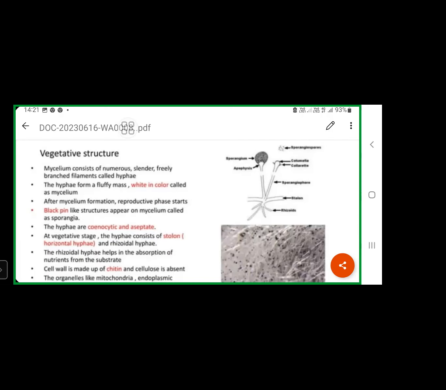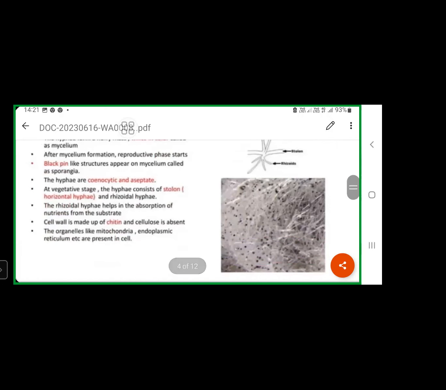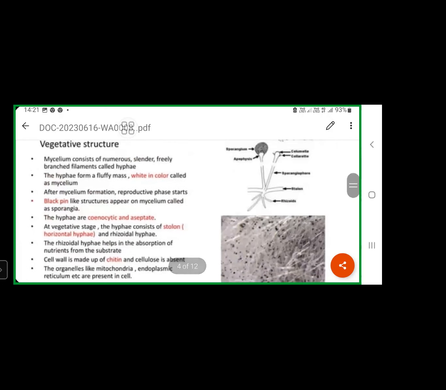Tufts means just bunches in such a form, these will grow in the laboratories also. At room temperature only these will form. These are actually produced in white cottony tufts. In a group these appear white in color, but the individual mycelium appears hyaline. Hyaline means colorless hyphae. This is about habitat and the number of species which are identified in Mucor.